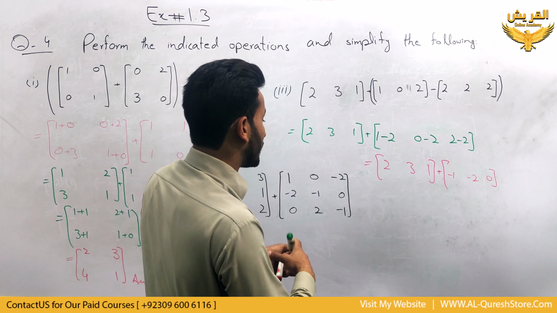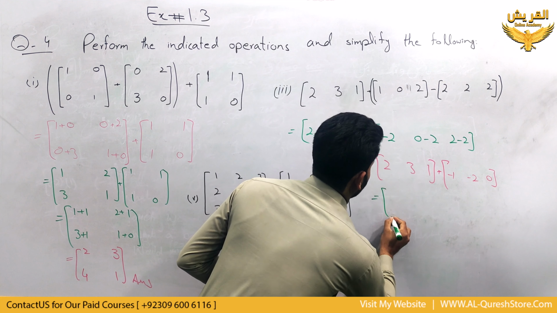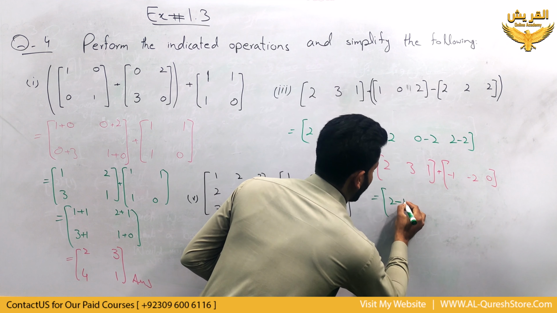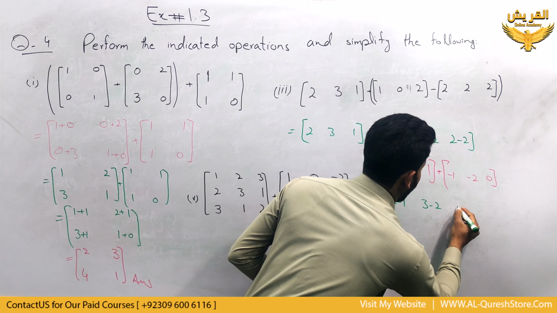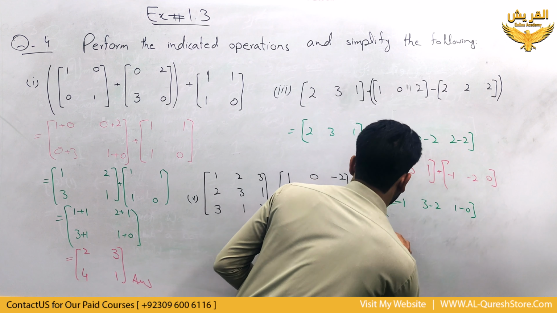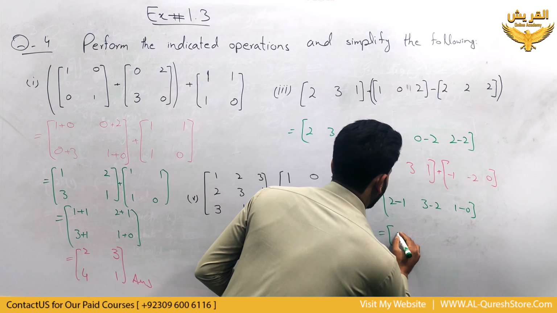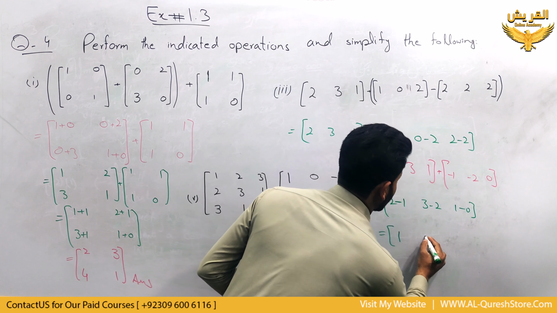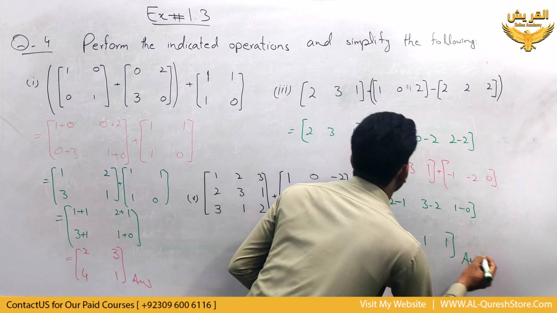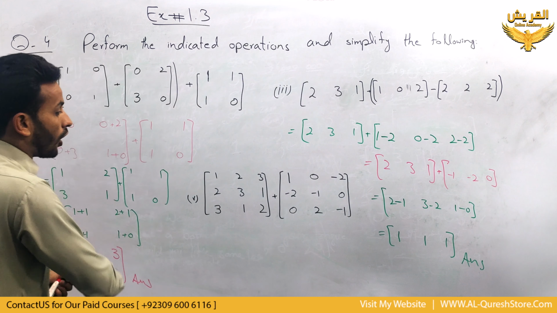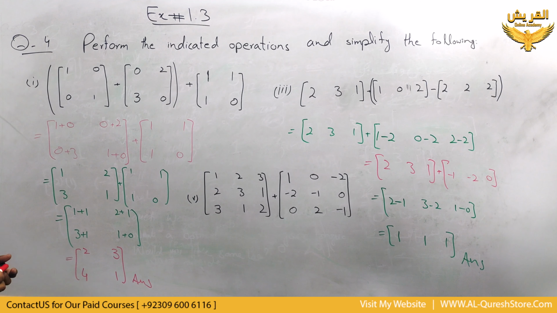By adding this matrix, 2 minus 1 as minus plus minus, 3 minus 2 and 1 minus 0. We can solve it by 2 minus 1, 1, 3 minus 2, 1 and 1 minus 0, 1. It is the answer of this question, third part. Next we solve the fifth part of question number 4.